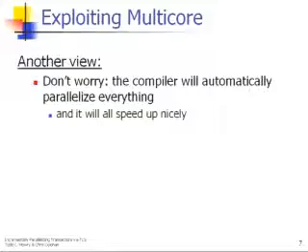So another sort of rosy view of the world is, don't worry, multicore is fine because we'll have these fancy compilers that will automatically parallelize everything, and so it'll all speed up perfectly. I've actually worked on projects before where we were trying to do this, and that was the original motivation of the thing I'm talking about today. It's very difficult for compilers to do that.